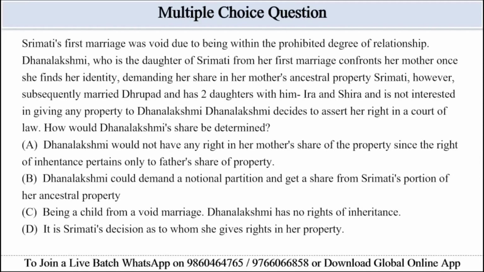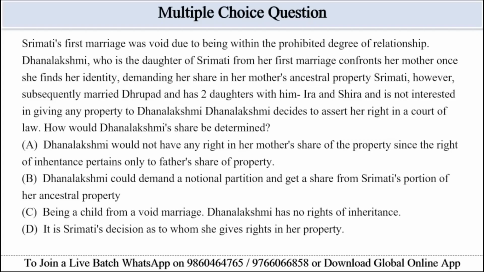Next question is, Smriti's first marriage was void due to being within the prohibited degree of relationship. Dhanalakshmi, who is the daughter of Smriti from her first marriage, confronts her mother once she finds her identity, demanding her share in her mother's ancestral property. Smriti, however, subsequently married Drupad and has two daughters with him, Ira and Shira, and is not interested in giving any property to Dhanalakshmi. Dhanalakshmi decides to assert her right in a court of law. How would Dhanalakshmi's share be determined?